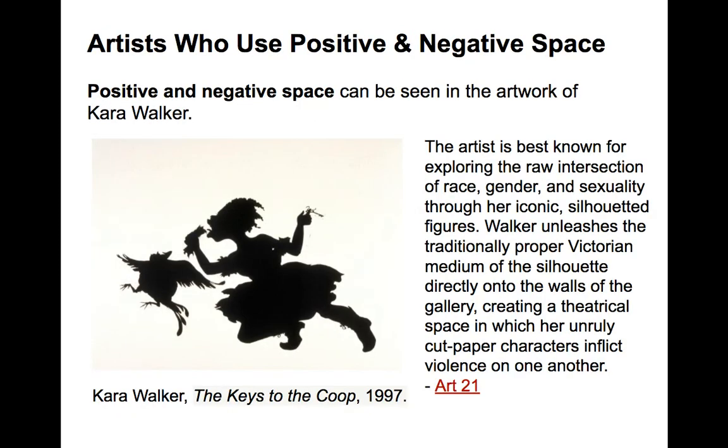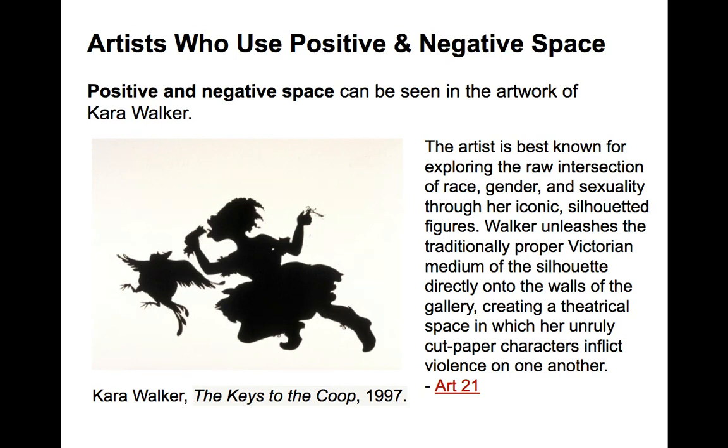Here's an artist who uses positive and negative space, Kara Walker. It is called The Keys to the Coupe. She often does very large installations of silhouettes. Here on the wall, here's a quote from Art 21. The artist is best known for exploring the raw intersection of race, gender, and sexuality through her ironic silhouetted figures. Walker unleashes the traditional proper Victorian medium of the silhouette directly on the walls of the gallery, creating a theatrical space in which unruly cut paper characters inflict violence on one another. So her work is very provocative and interesting. Highly encourage you to look it up.